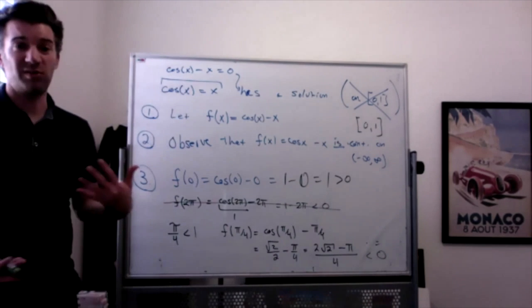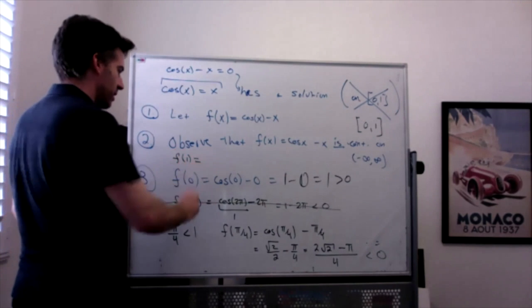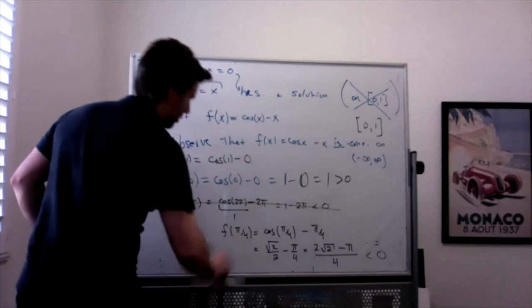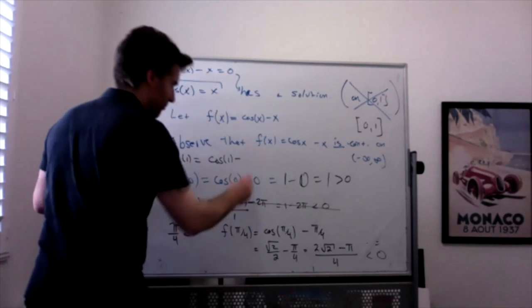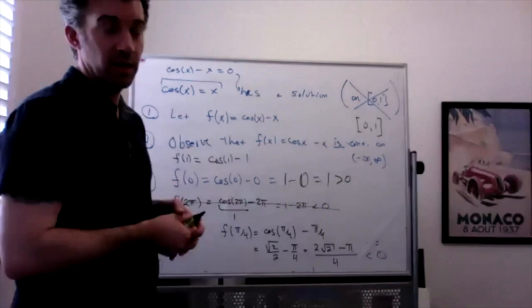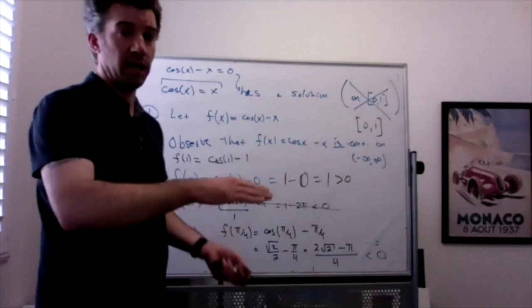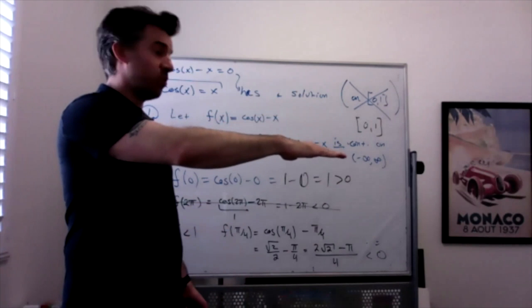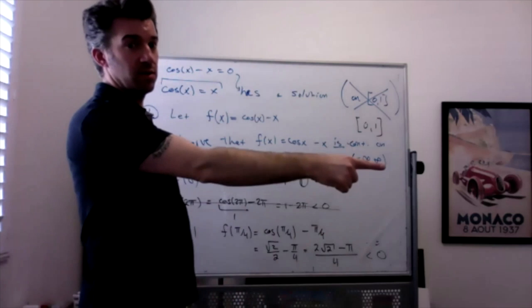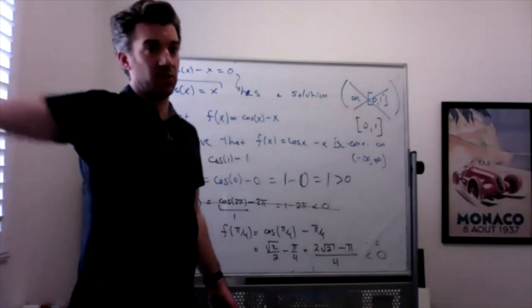Here's what I'll say. You could also do it for 1, right? f of 1 is cosine of 1 minus 1. Now, I don't know what cosine of 1 is, but I do know that it's less than 1, because cosine of 0 is 1. Cosine of 2 pi is 1. And those are the only times when cosine is equal to 1.